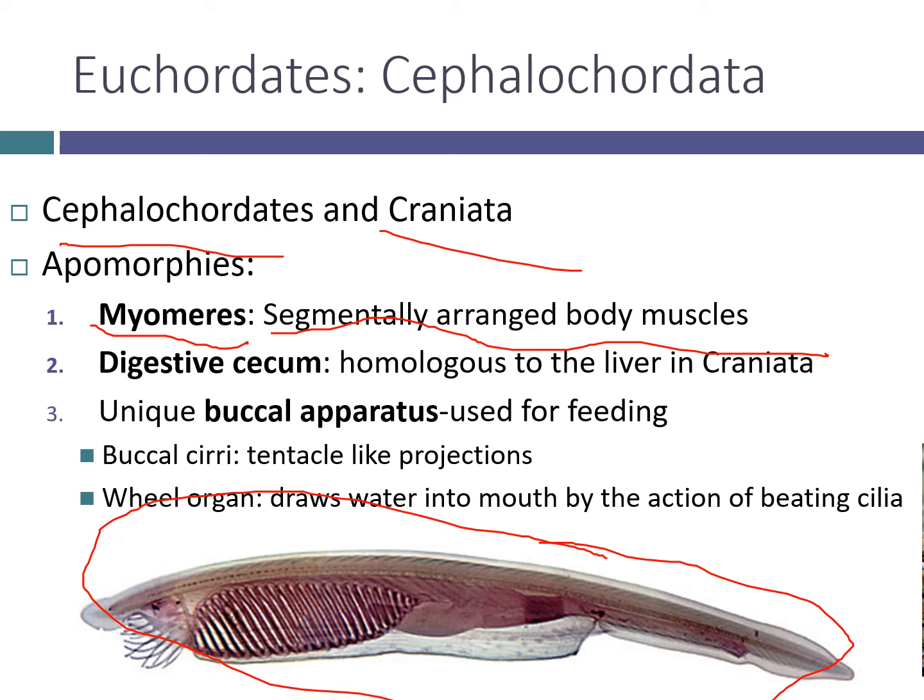They've got this digestive cecum, which is homologous to the liver in the craniates. The buccal apparatus, which is this thing going on up here, is used for feeding. They've got these buccal cirri. If you remember the little tentacles and the little ciliated things that the barnacles were using, just the cirri. They've got their own little thing going on here in the mouth. Those are tentacle-like projections, and they've got a wheel organ which draws water into the body by the action of this beating cilia.